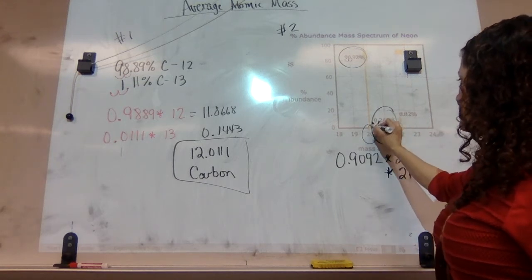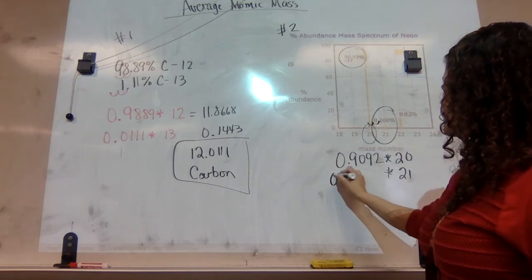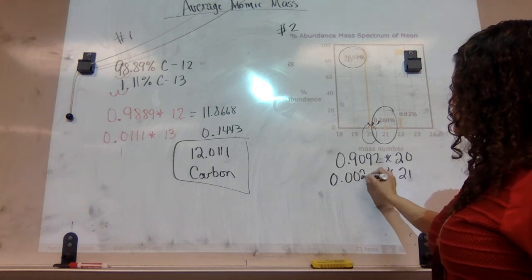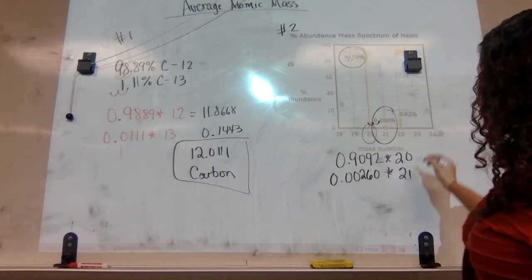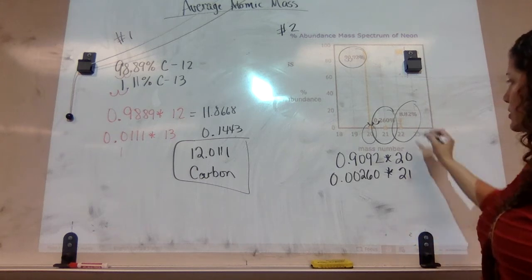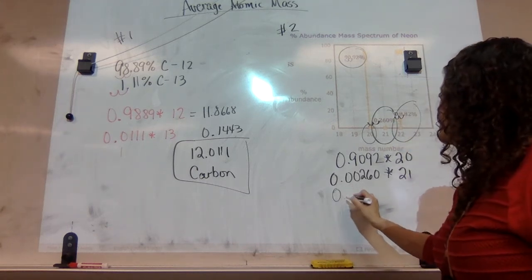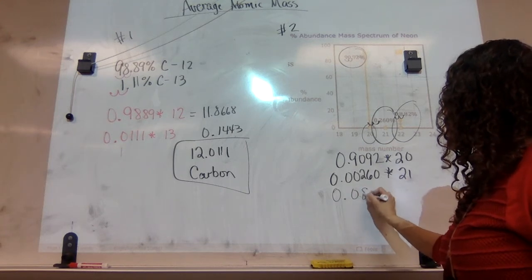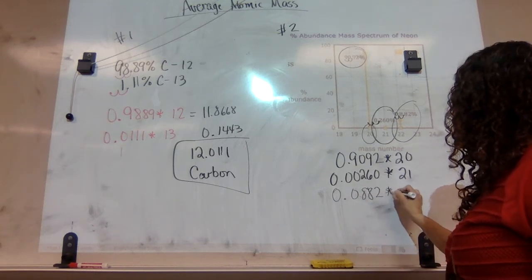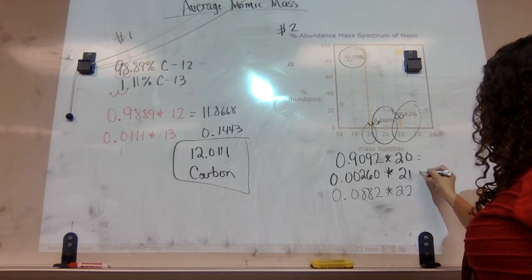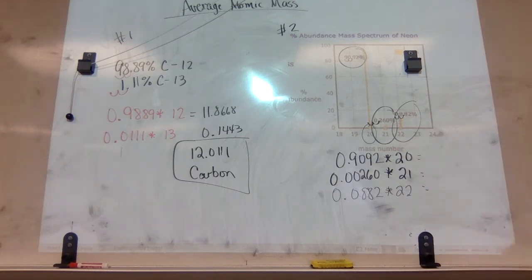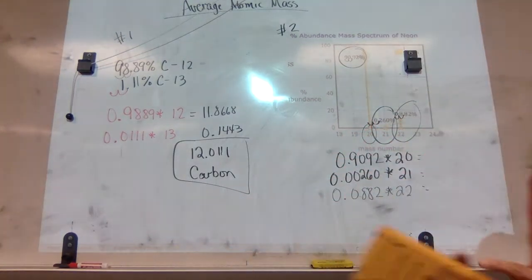I come to this one right here, 21. Move it over 2 spots so you don't mess it up. So I'm going to have 0.0026. And then my 22 is 8.82%. So move it over 2 spots, stick in your 0. So I have 0.0882 times 22. Go ahead and use your calculator and get your answer.